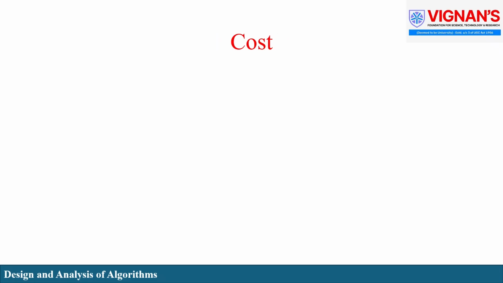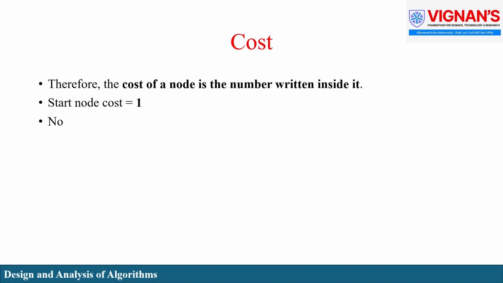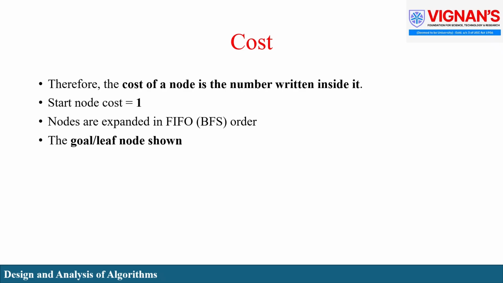From the given figure, no edge weights are shown. The numbers inside the nodes represent the cost, or node number, generated during the FIFO branch and bound search. Therefore, the cost of a node is the number written inside it. Start node cost is equal to 1. Nodes are expanded in FIFO, BFS, order. The goal or leaf node shown at the deepest level is node 15. The cost of the given graph's solution node is equal to 15.